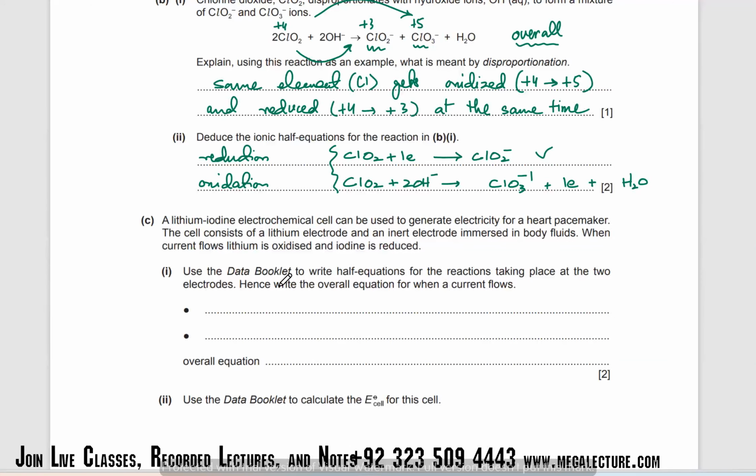Sorry, let's do this question. There's a lithium iodine electrochemical cell that can be used to generate electricity for a heart pacemaker. The cell consists of a lithium electrode and an inert electrode immersed in body fluids. When current flows, lithium is oxidized and iodine is reduced. So he has told us what is happening. Use the data booklet to write half equations for the reactions taking place at the two electrodes.